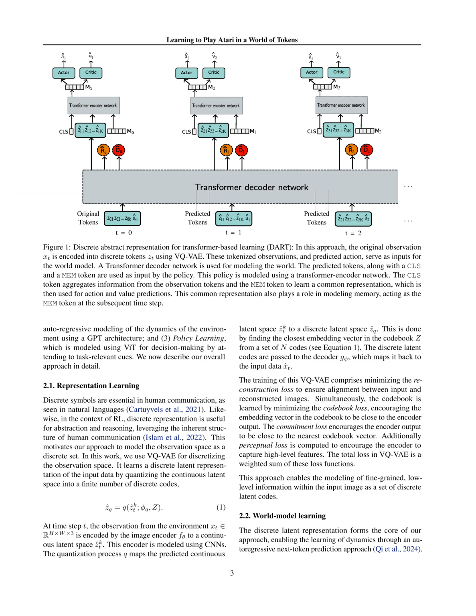These discrete latent codes are passed to a decoder, which reconstructs the input data. The training of the VQVAE includes minimizing the reconstruction loss to align input and reconstructed images, minimizing the codebook loss to encourage the embedding vector to be close to the encoder output, and using a commitment loss to ensure the encoder output is close to the nearest codebook vector. Additionally, a perceptual loss is computed to capture high-level features. The total loss in the VQVAE is a weighted sum of these loss functions. This approach enables the modeling of fine-grained, low-level information within the input image as a set of discrete latent codes.